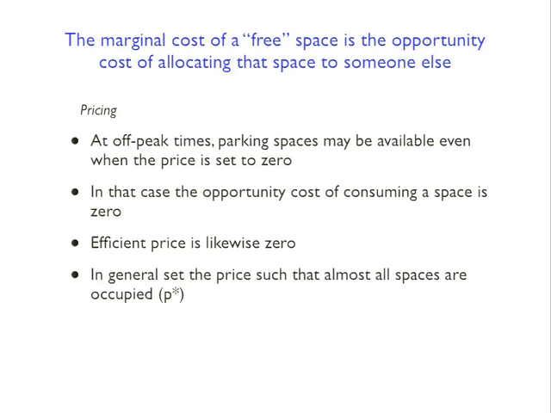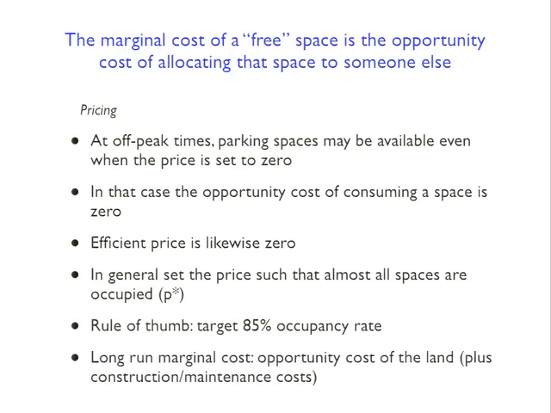It turns out that in general, the rule of thumb is that if you were actually somebody in charge of managing the transportation network and figuring out how to price parking, what you want to target is something like an 85% occupancy rate or so. So you're using almost all the spaces, but at the same time, it's possible for people to find a space pretty quickly when they come in. They don't have to circle around for a long time. Then in the long run, of course, we think about producing more spaces or potentially taking spaces out of production by using the land for a different purpose. And in that case, you want to think about what the opportunity cost of the land is plus the construction and maintenance costs of building the space itself.